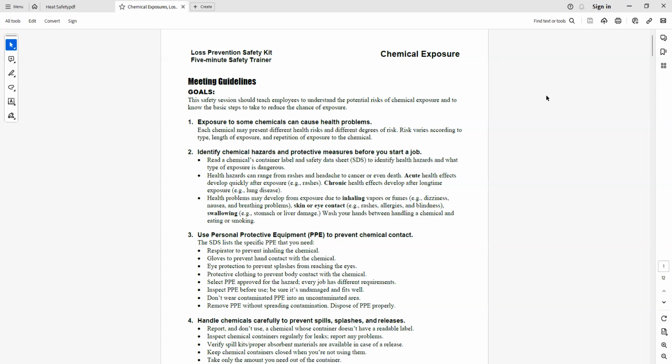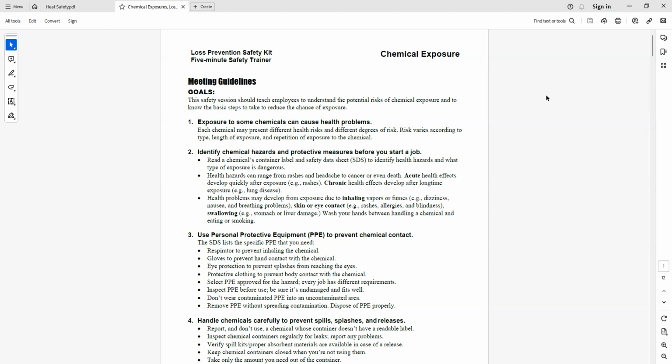Number 2, identify chemical hazards and protective measures before you start a job. Read a chemical's container label and safety data sheet, SDS, to identify health hazards and what type of exposure is dangerous. Health hazards can range from rashes and headache to cancer or even death. Acute health effects develop quickly after exposure, for example, rashes. Chronic health effects develop after long-time exposure, for example, lung disease.